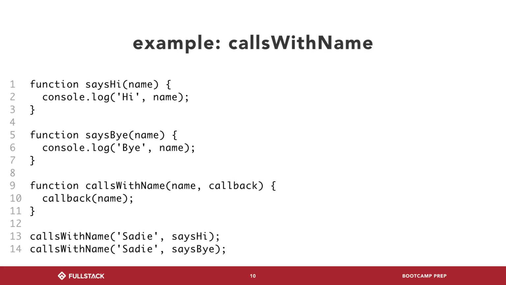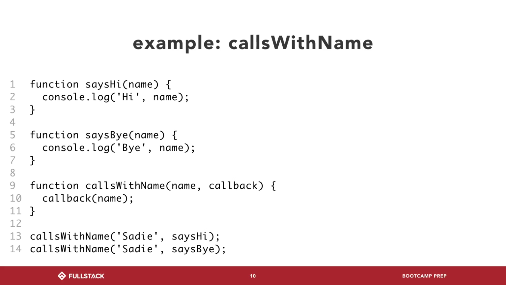Here, on line 9, I have these two smaller functions that each do one very simple thing, and then I have this higher order function on line 9 that expects to take in a name and a callback. A higher order function is a function that's either taking in or somehow redistributing another function. A callback function is a function that's passed in that's meant to be called.